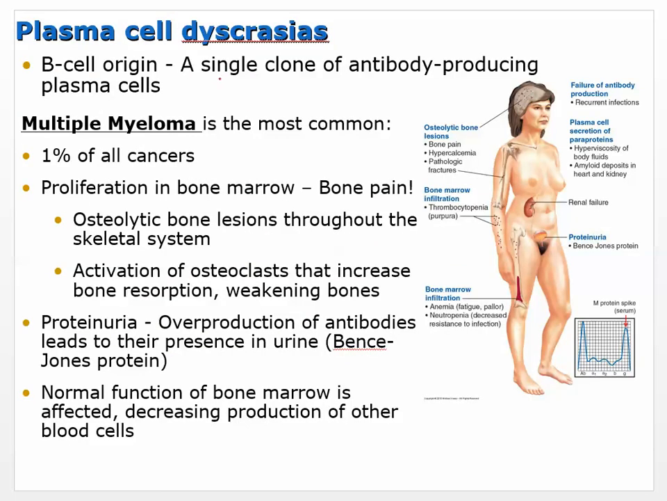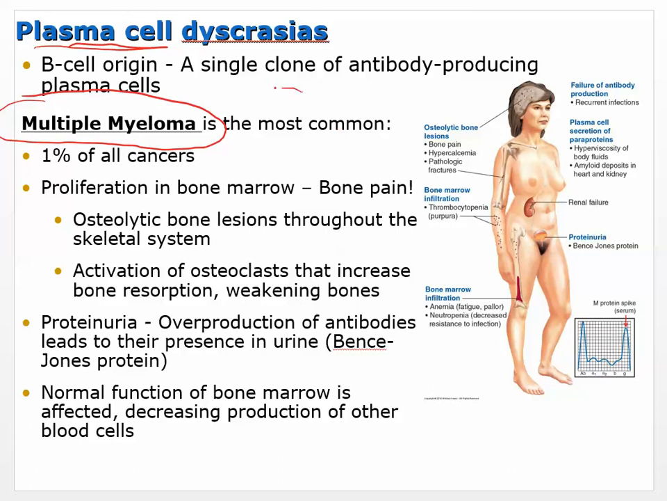All right. The last thing, actually the last cancer we're going to talk about is something called multiple myeloma. It's considered what you would call a plasma cell dyscrasia. All right. And so plasma cell, we're talking about B cells. So B cell origin, single clone of an antibody producing plasma cell.